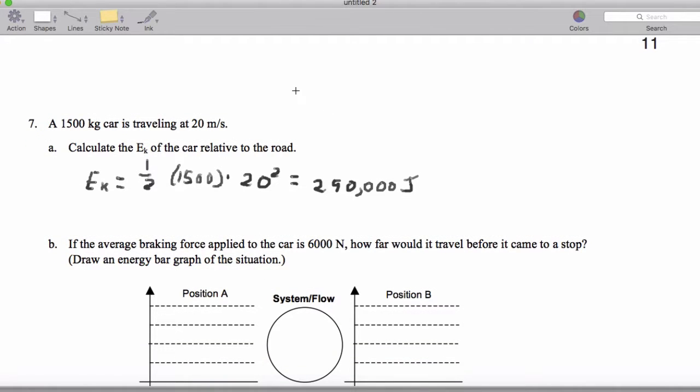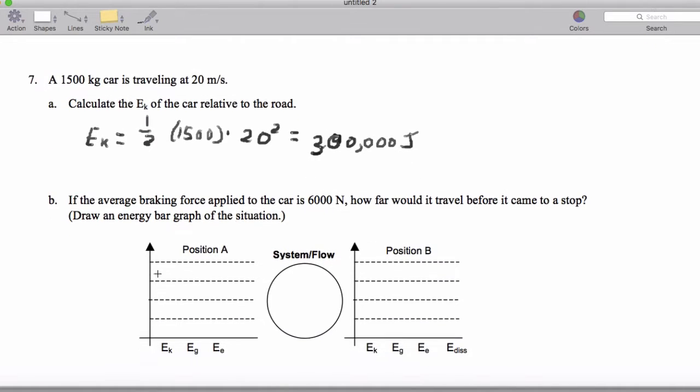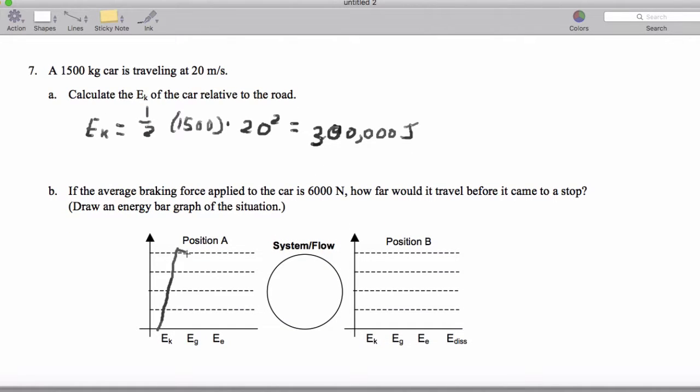Yep. Let me double check that though. 300,000, sorry about that. 300,000 joules. Now, we have all this kinetic energy, and then what's going to happen is the brakes are going to dissipate all that energy.